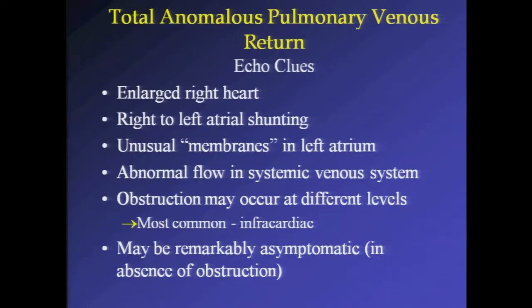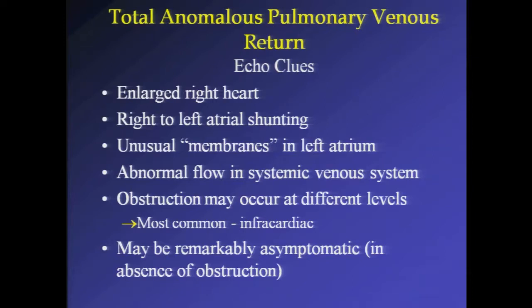So echocardiographic clues to the presence of total anomalous pulmonary venous return include enlargement of the right heart, usually quite marked enlargement. You'll see right to left shunting at the atrial level. You can see unusual membranes in the left atrium, and often what you're seeing is that confluence of the pulmonary veins back behind the left atrium, and it just gives it an unusual appearance. Look for abnormal flow into the various systemic venous structures, so either the innominate vein, SVC, or down below the diaphragm in the liver. You'll just see some unusual flow, which is the anomalous pulmonary venous pathway.